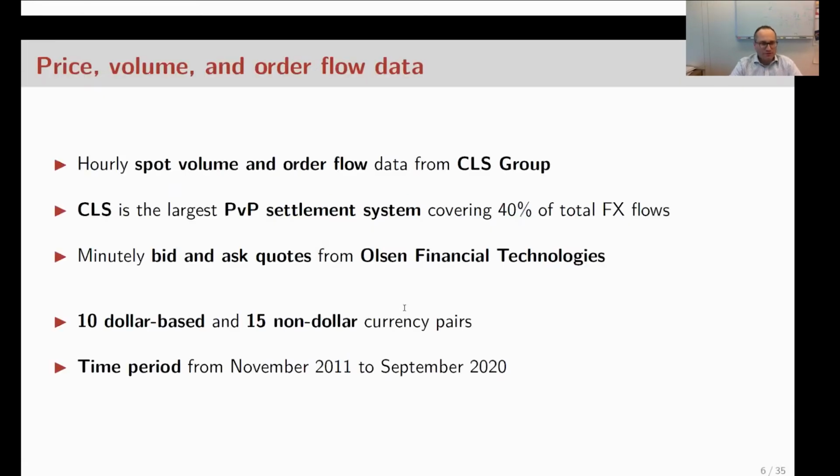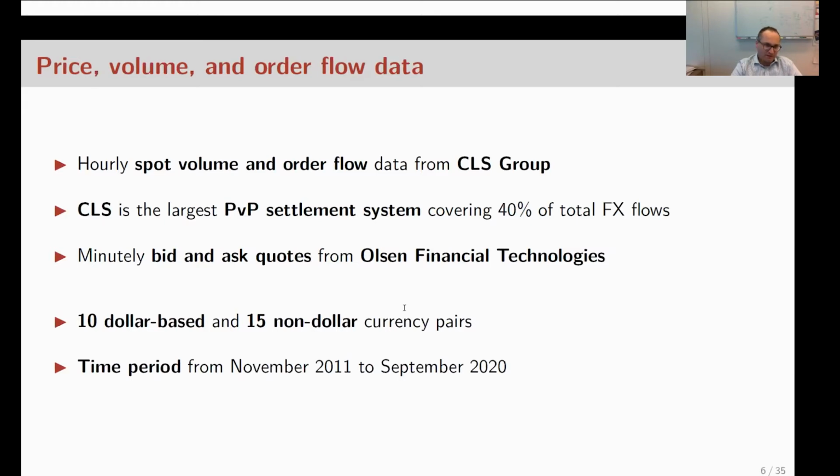So let me now turn to what we're doing more specifically in the paper. As I alluded to before, we're relying on information on trading volume that comes from CLS. CLS, for those that don't know it, is a crucial infrastructure, an extremely important utility in the financial system, because it helps alleviate settlement risk in FX transactions.